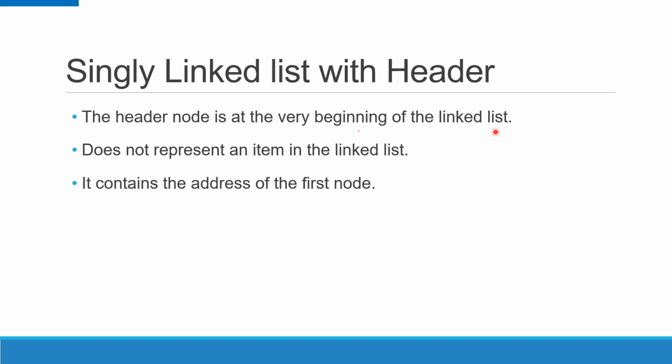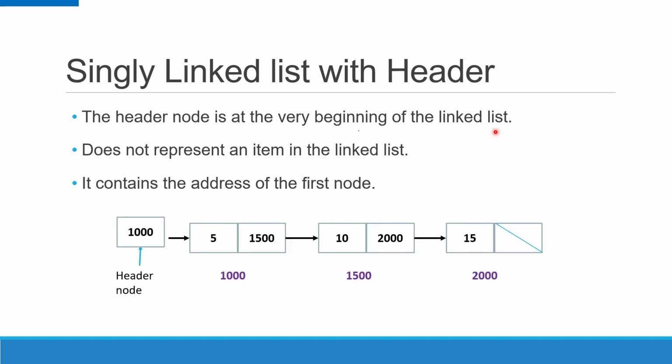We'll see the representation of the header node. So this is your header node. It is at the beginning of the list, which means it is the first node. Your header node will be the first node in your list. It will not hold any actual data item. It will hold the address of the first element in the list. So just consider my list 5, 10, 15. 5 is my first data element.